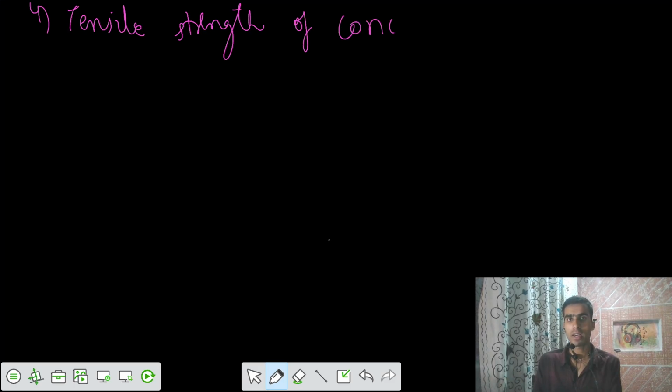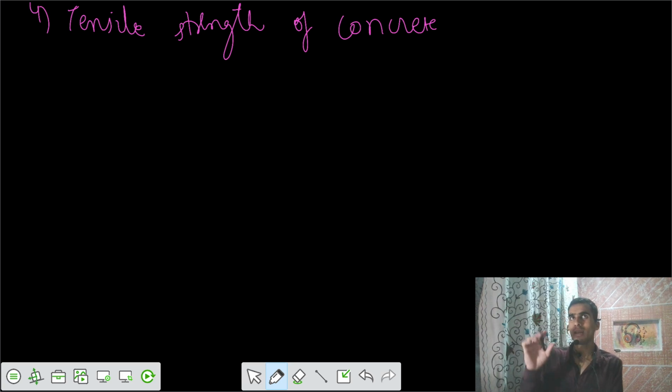Assumption number 4 says that tensile strength of concrete is ignored. We already know that concrete was a brittle material, so we had to add reinforcement of steel so that it can take the tensile loads. That steel would be taking tensile stresses, and similarly we say that we are going to ignore the strength we can have from the concrete.